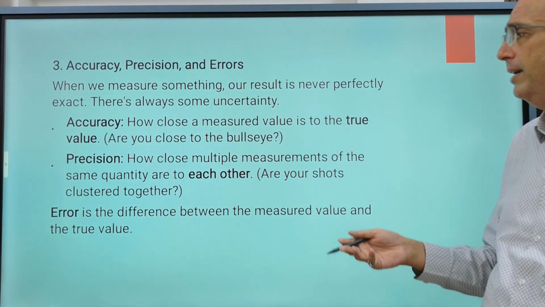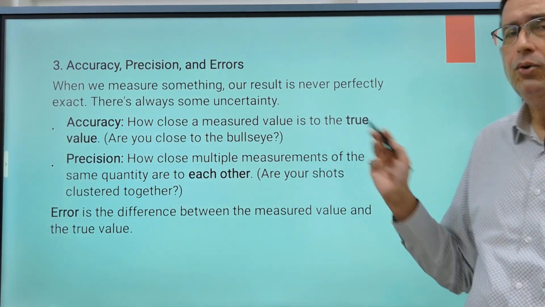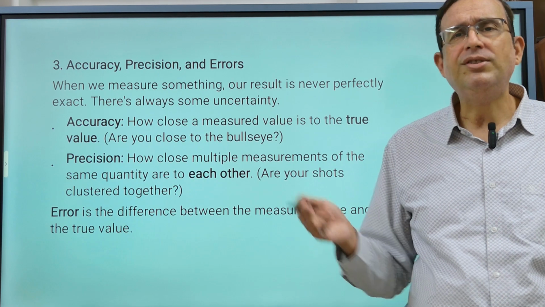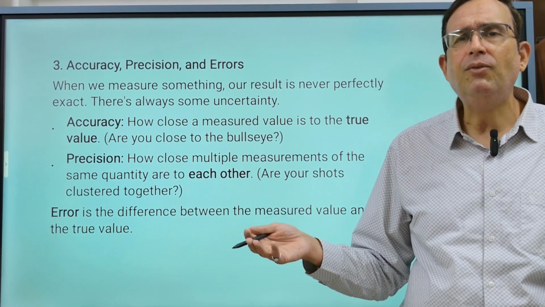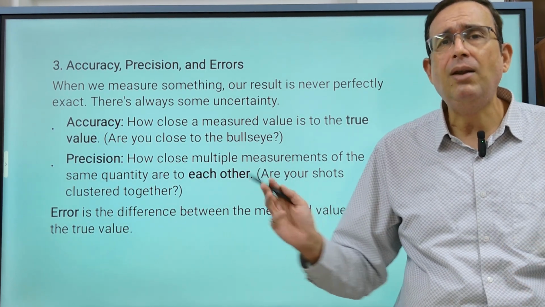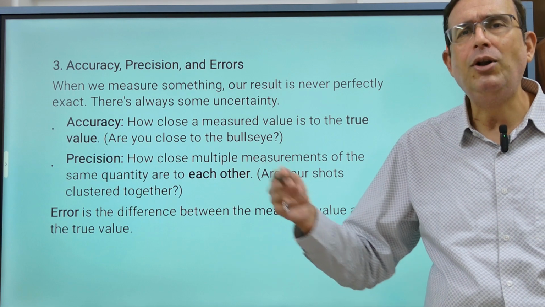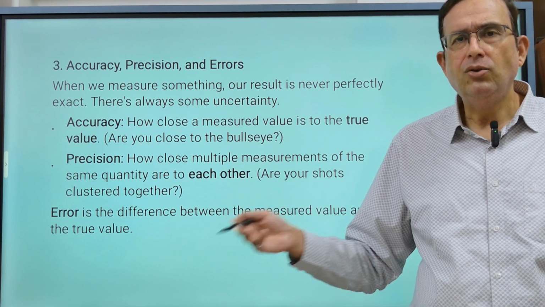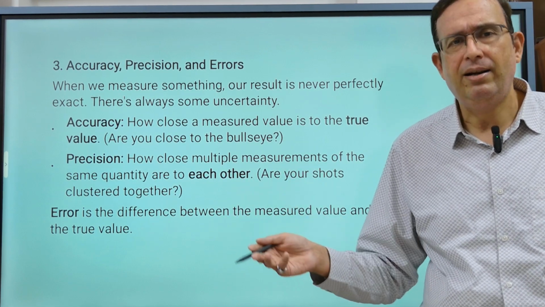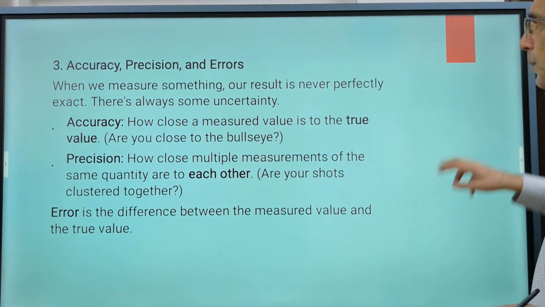And error is the difference between the measured value and the true value. So if the true value is 10.1 kg and your measured value is 10.2 kg, then the error would be 0.1 kg, which is 10.2 minus 10.1. So that much would be the difference, or the error. Okay.